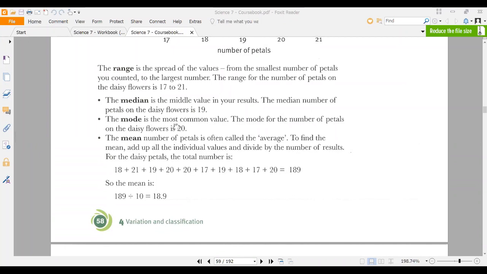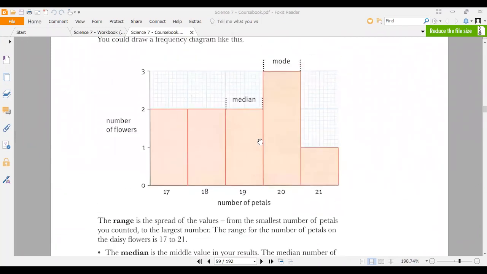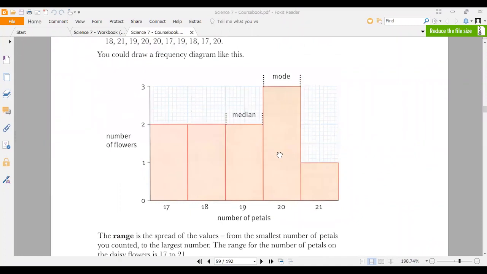The mode is the most common value. The mode for the number of petals of the daisy flowers is 20. Now, if we go back to the frequency diagram, we said that the mode for the number of petals of the collected daisy flowers is 20, and we can easily understand it here because the column of the number of petals for 20 is bigger than the others, which means that, how can we read this? Who can read this graph? What does this represent?